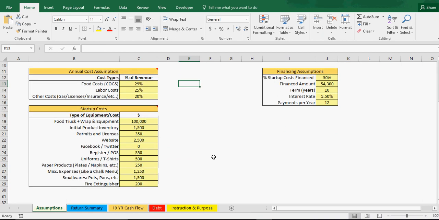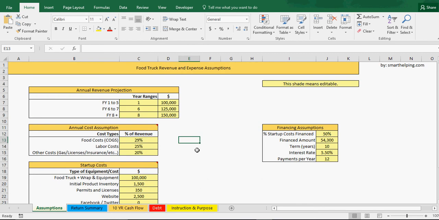Another thing that is sort of accurate, I mean, it might vary for you, but I tried to put in fairly accurate numbers here. So you've got food truck and equipment, initial product inventory, permits, license, website, Facebook, register, point of sale system, uniforms. All that is in here. It's going to be a one-time fee that shows up in year one, and you just have to put it in here, and it will flow through the rest of the model.